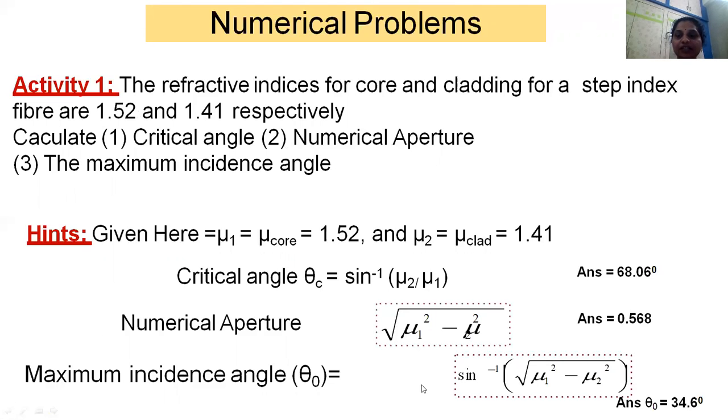Numerical aperture, we have already derived the formula, is sine inverse of root of mu1 square minus mu2 square, or n1 square minus n2 square. If you substitute these values, the answer is 34.6 degrees. This is the maximum incidence angle and the numerical aperture is 0.568. Remember that there is no unit for the numerical aperture, but the incidence angle is theta.